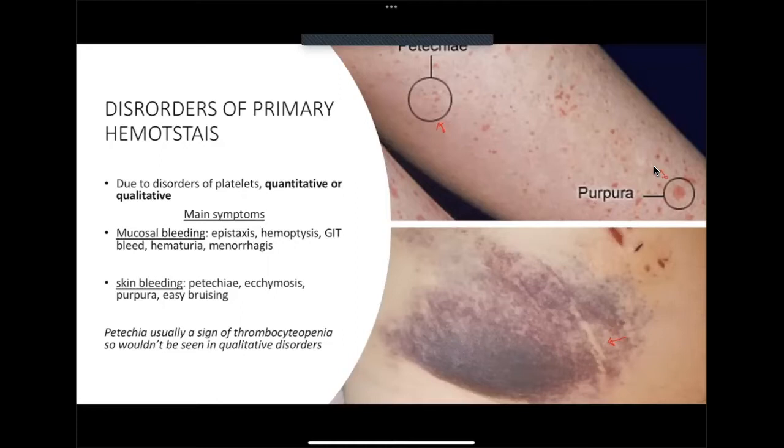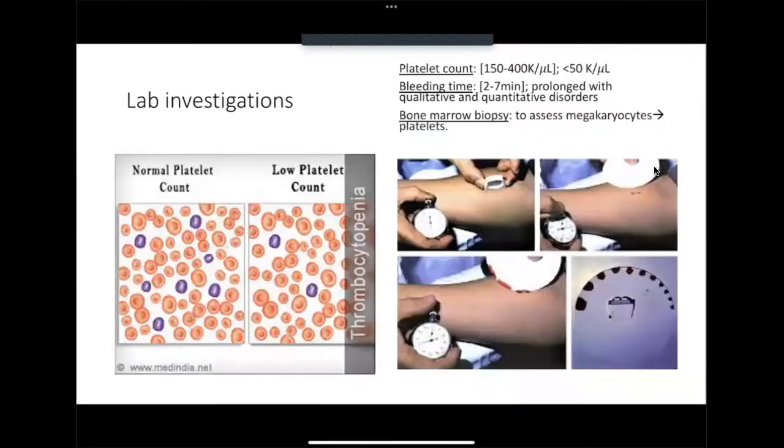And I want to mention a side note here. Petechiae is usually a sign of thrombocytopenia. Ooh, this is spelled wrong. But it wouldn't be seen in qualitative disorders, which we'll talk about later. So thrombocytopenia means that there's a low amount of platelets. Okay, so this is the normal platelet count. If you have less than this, you have thrombocytopenia.